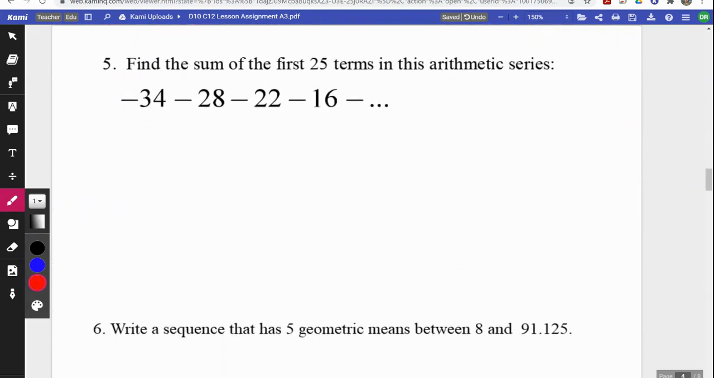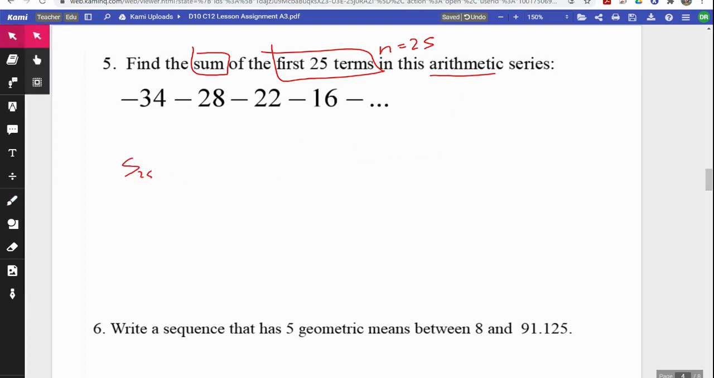Find the sum of the first 25 terms in this arithmetic series. Okay, first 25 terms. Sum. N is 25. And then we know the sum is the series and it's arithmetic, so we could figure out the 25th term, whatever that is. But I can easily see what the common difference is, so I would prefer to use the second formula that we learned.